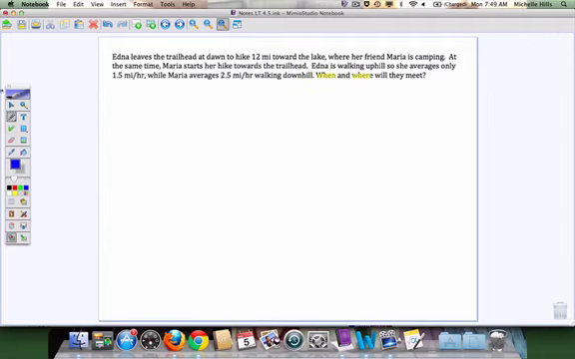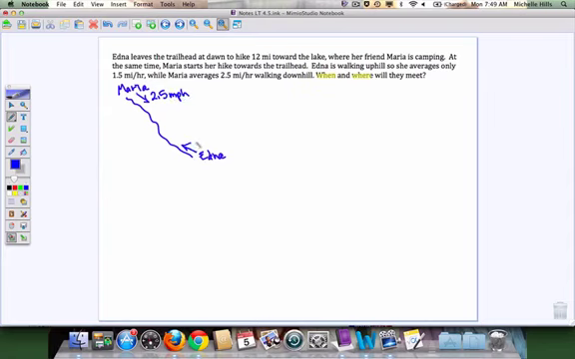But I want to think about what that looks like first. I basically have this situation. There is this trail, and Maria is at the top of the trail, at the trailhead, and Edna is down at the lake camping. Now Maria, at the same time, is going to start hiking down the trail at an average rate of 2.5 miles per hour.